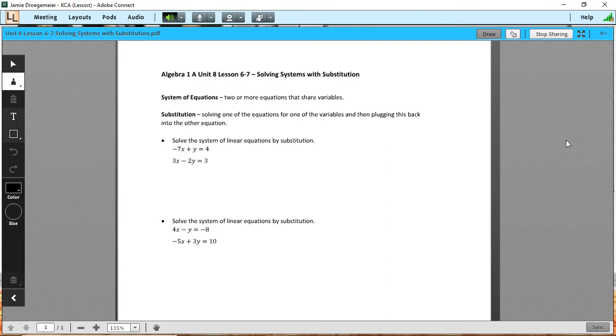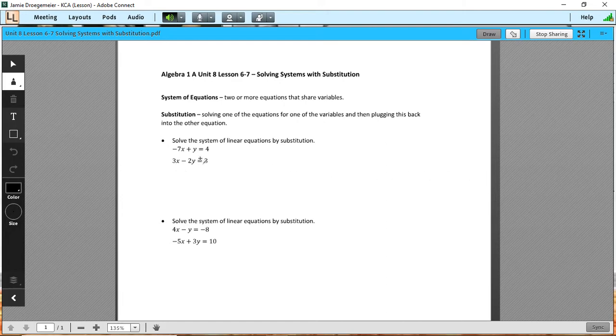We have two examples to look at today. I have a system of equations: negative 7x plus y equals 4, and 3x minus 2y equals 3. We want to solve this system using substitution. We could always use graphing like we had done previously. I can graph these two equations and look for the point where they intersect. Substitution is a method where I can just use algebra to find that point of intersection.